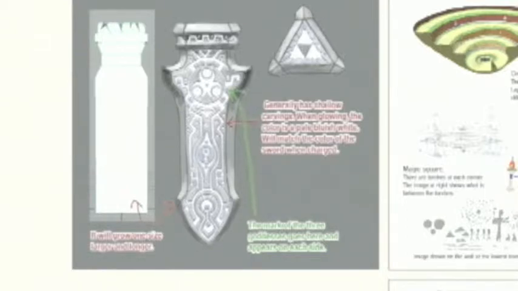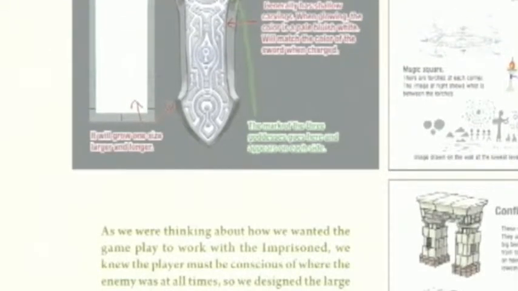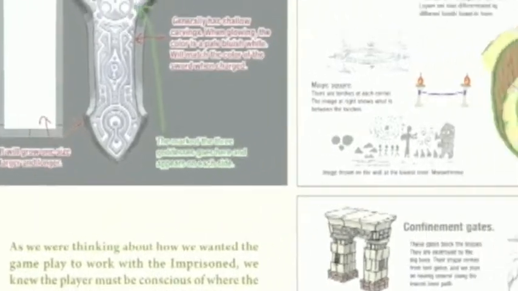Let's see. It will glow one size larger and longer. Generally has shallow carvings when glowing. The color is a pale bluish white. Will match the color of the sword when charged. The mark of the three goddesses goes here and appears on each side. Interesting.